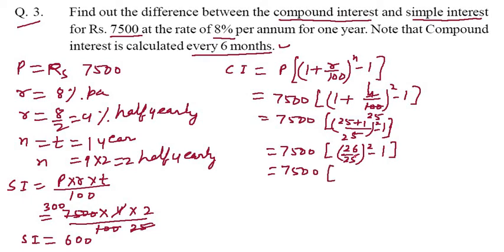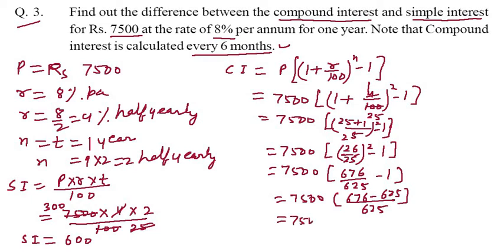7500, 26 square, that is 676. So 676 upon 625 minus 1. Taking their LCM, 7500 is the LCM, and it is 676 minus 625. So that will be equal to 7500, and here 6 minus 5 is 1, and 7 minus 2 is 5, upon 625. Now you calculate this one.